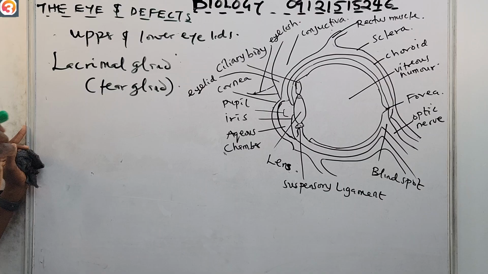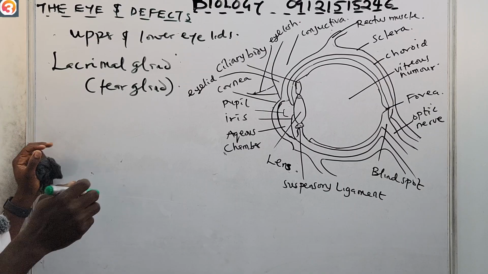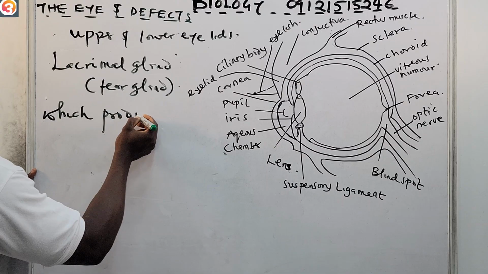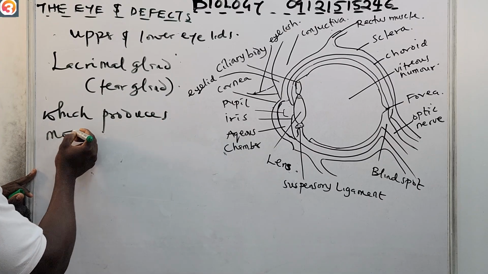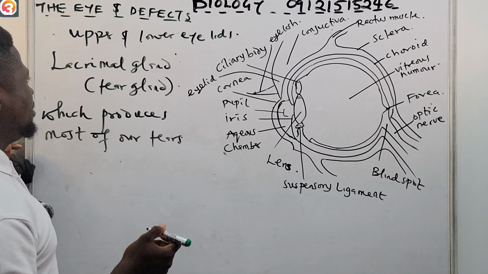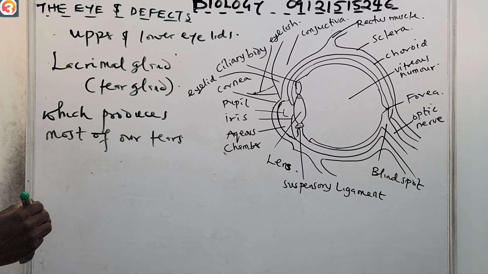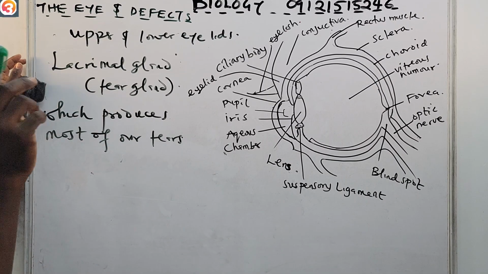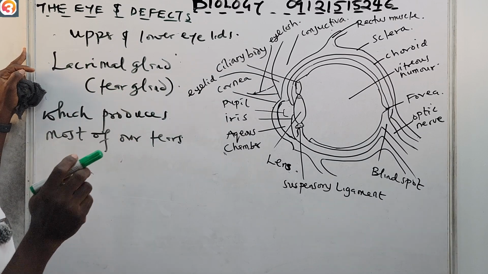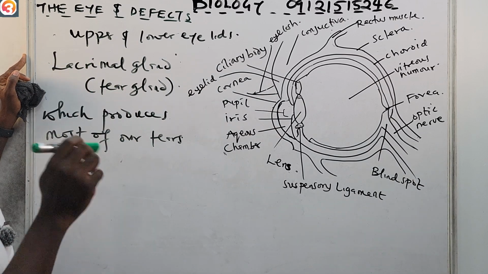The upper eyelid, which produces what? Most of our tears. Please take note of that. In the upper eyelid, above each eye, there's a lacrimal gland, which is called what? The tear gland, which produces most of our tears.